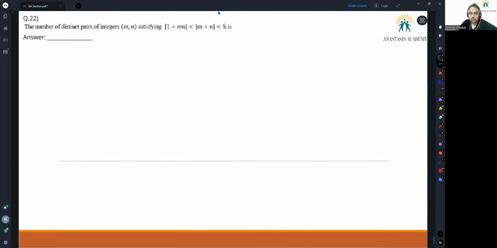Okay, this question. The number of distinct pairs of integers m and n satisfying 1 plus mn mod is less than m plus n mod is less than 5.